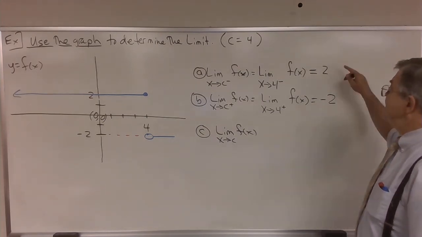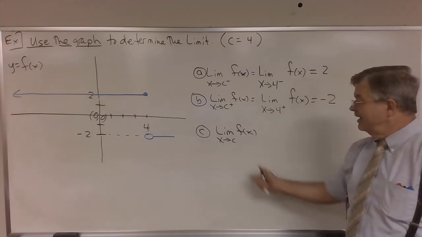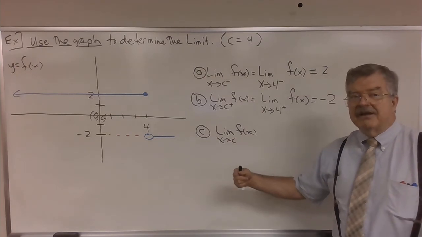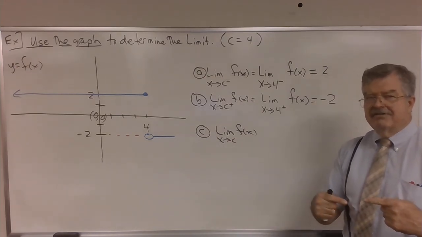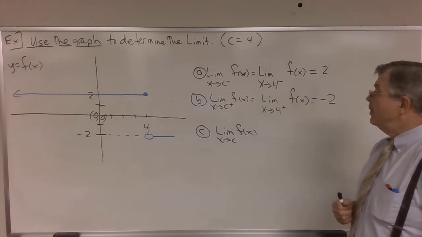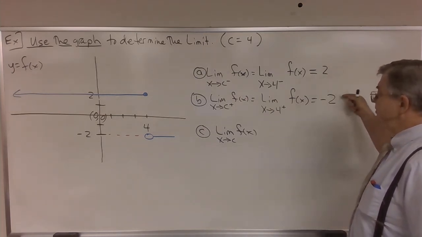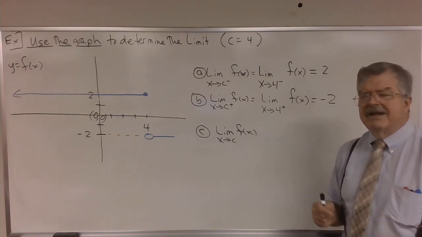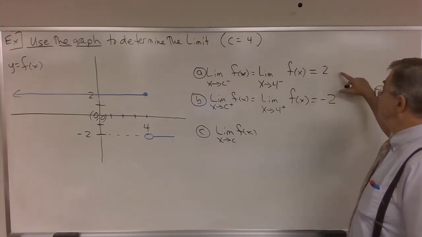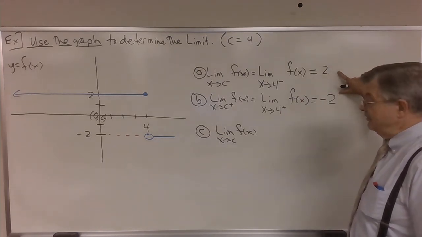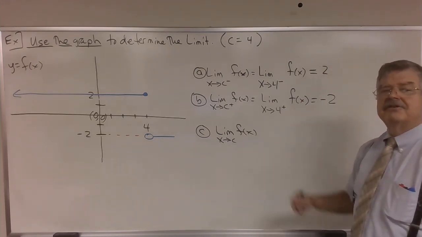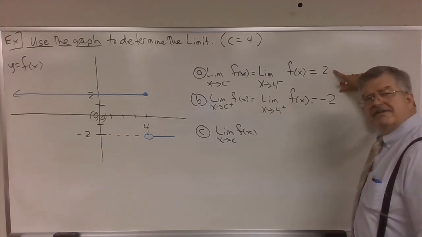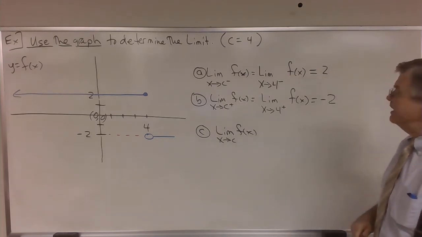Okay, here are the two one-sided limits. Part C, we want, quote, the limit, end quote, as x approaches 2 from either direction. Now, what do we know about the two one-sided limits and, quote, the limit, where x can approach from either direction? Isn't it true that if the two one-sided limits are equal, then the limit of f of x exists? But the two one-sided limits aren't equal here, so what does that tell us?